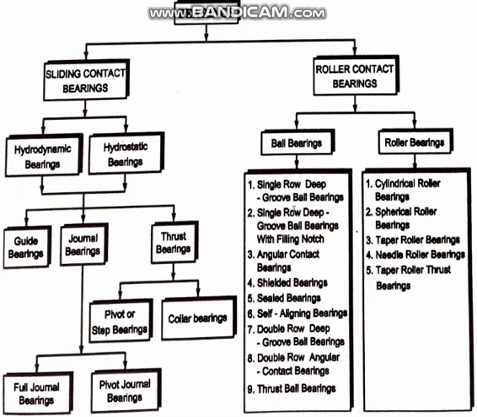You see, there are different types, but you need not worry, you need not write about all these things. One or two things you can write: single row deep groove ball bearing, or simply deep groove ball bearing, angular contact bearing, thrust ball bearing. Some three or four you write, if they ask you about the classification.